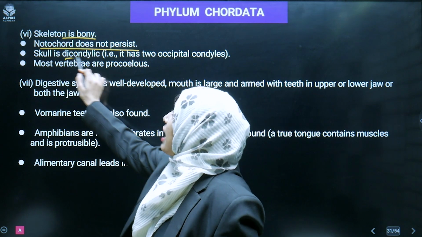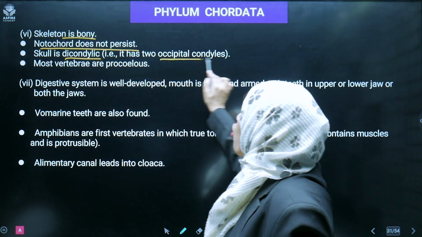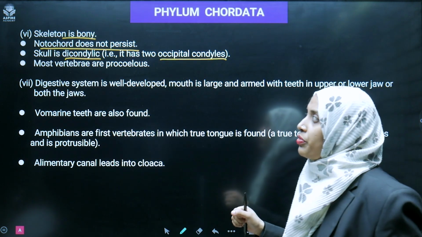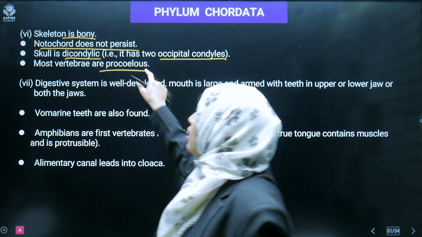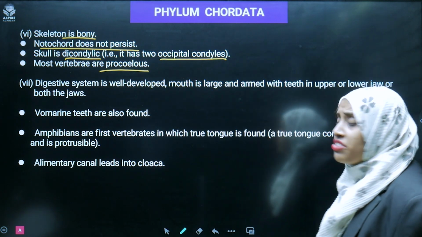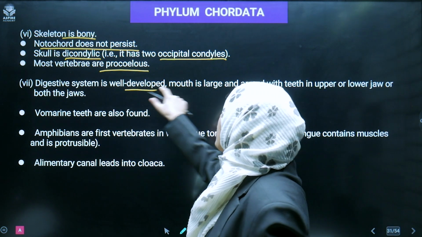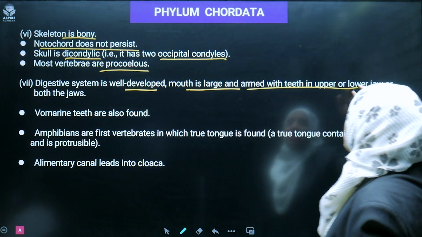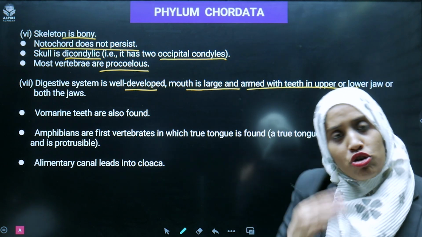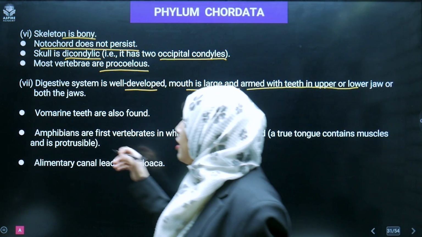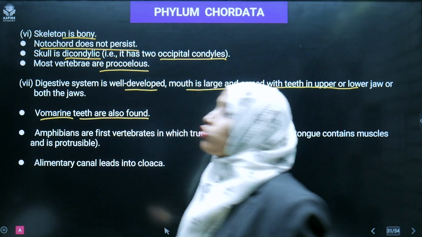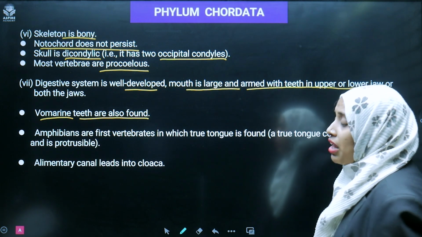Skull is dicondylic. That means it has two occipital condyles. Most vertebrae are procoelous. Digestive system कैसा है? Well developed है. ठीक है? Mouth large होता है, armed with teeth in the upper and the lower jaw. Yes, teeth दोनों jaws में present है. Then vomerine teeth are also found in the frogs and amphibians.